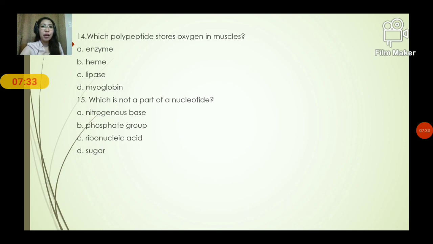Okay, next. For question number 15, which is not a part of a nucleotide? A, nitrogenous base, B, phosphate group, C, ribonucleic acid, or D, sugar. Okay, very good.